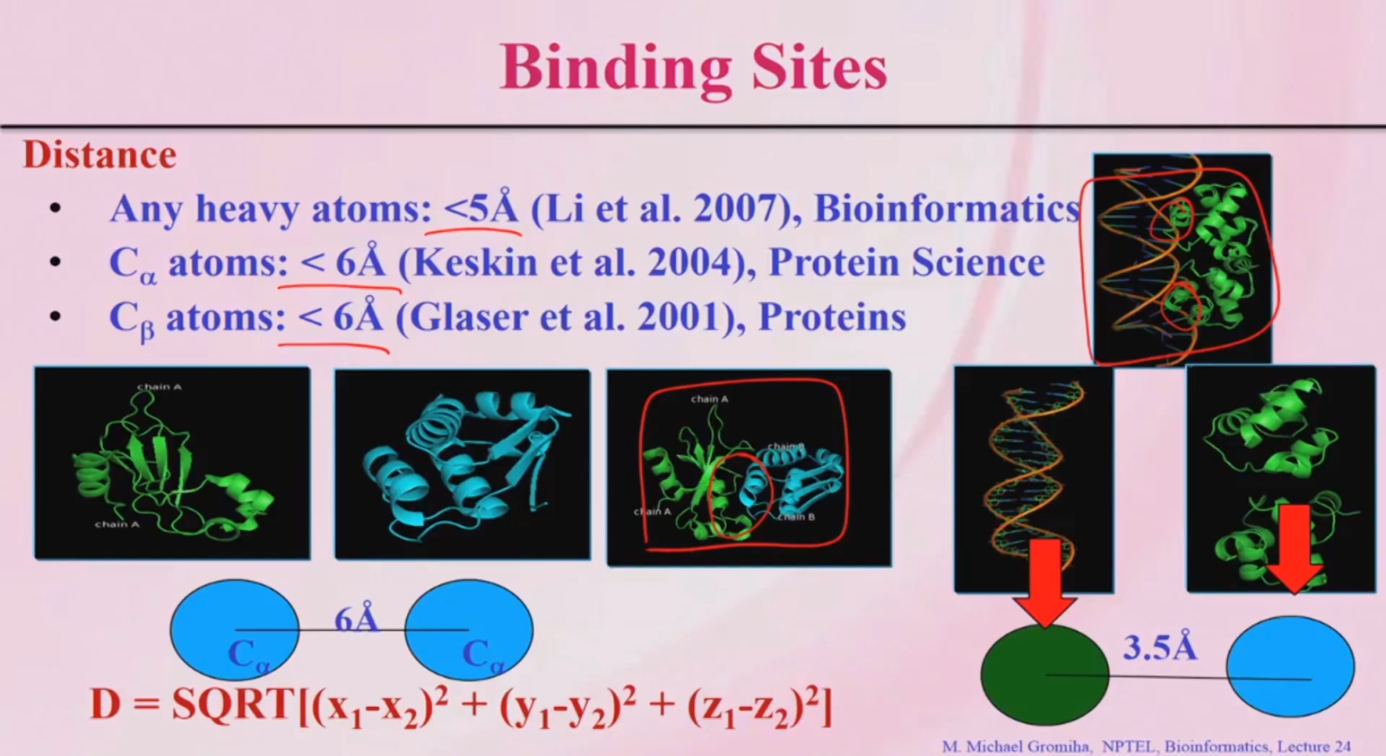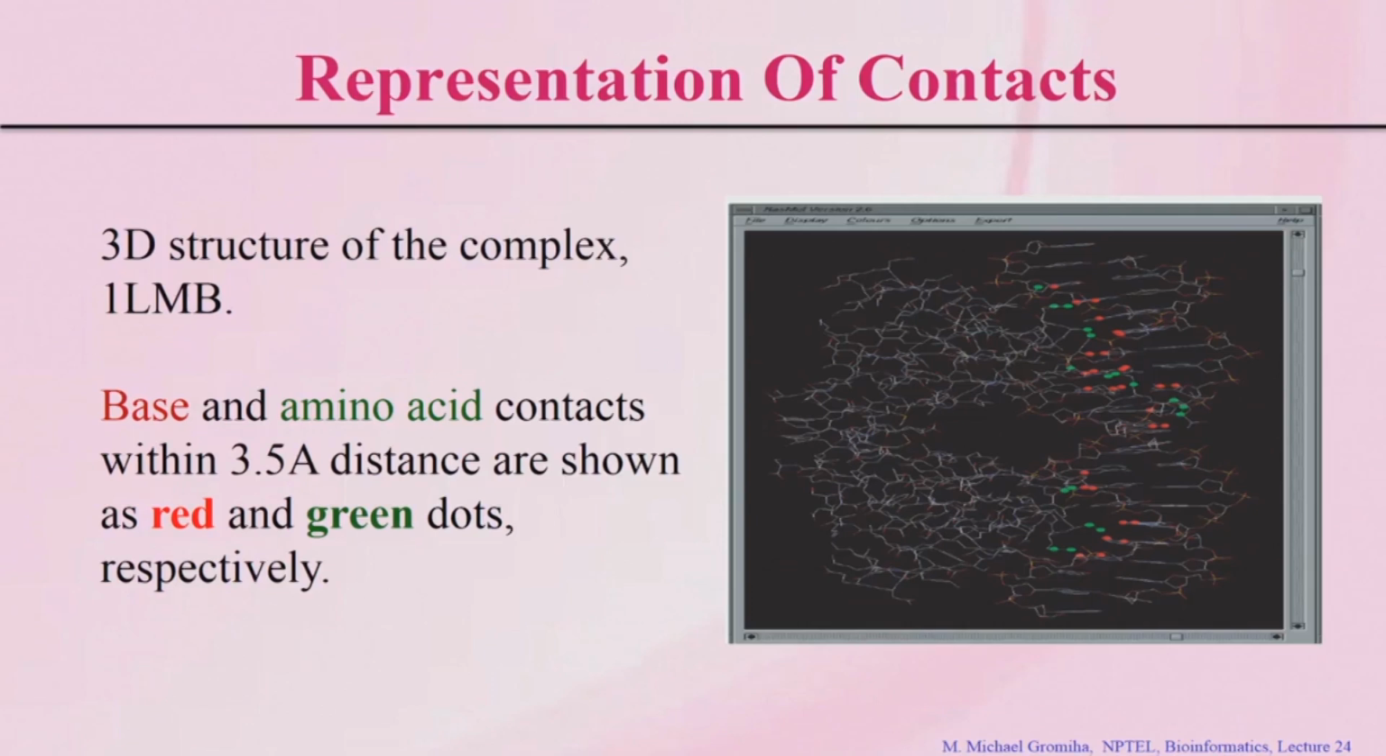Fine, how to do that? This is one example for a protein-DNA complex, right. You can see the DNA here and the protein here, and you can see the interface residues. You can see the residues marked in green and the contacts which are marked in red. So, the green ones are the amino acid contacts from the protein side and the red ones are the base contacts from the DNA side, right, you can see the contacts, fine.